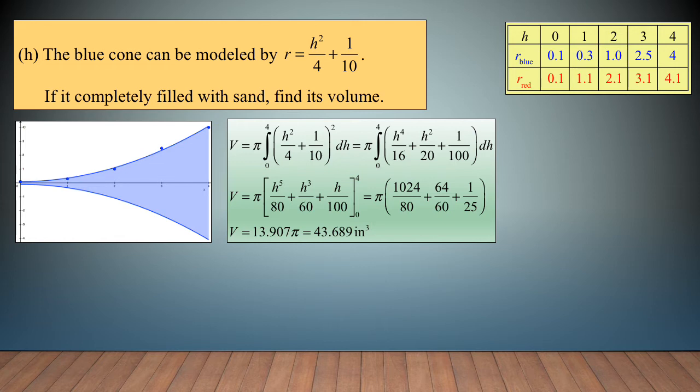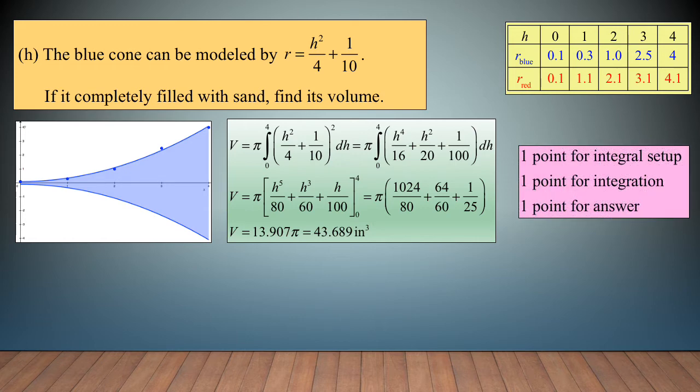However, the volume, according to this formula, will be pi integral from 0 to 4 of (h squared over 4 plus 1/10) squared dh. No calculator use, so we look at pi integral from 0 to 4 of h to the 4th over 16 plus h squared over 20 plus 1/100 dh. 3 points for this problem, 1 point for the integral setup, 1 point for the actual integration, and then 1 point for the answer.